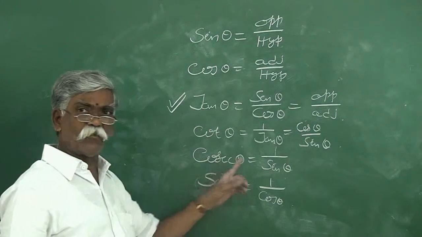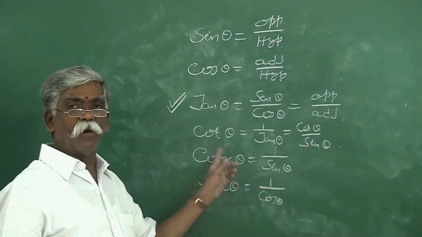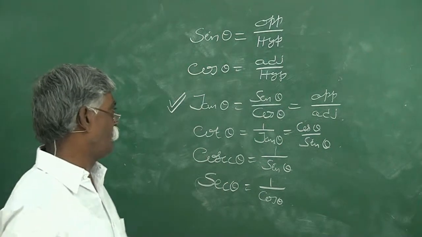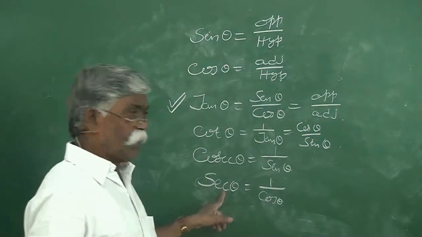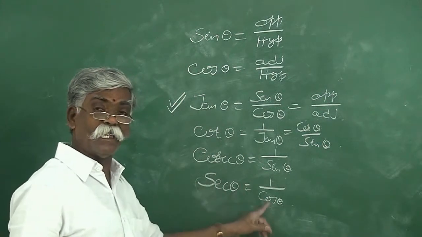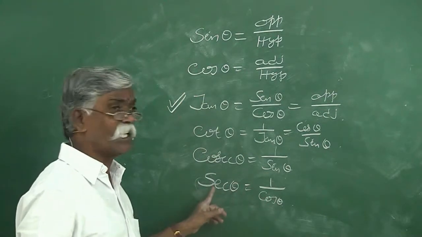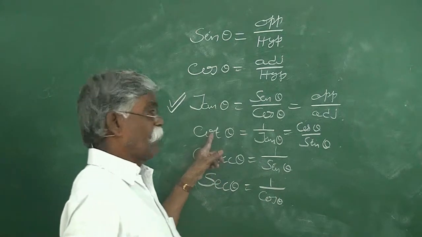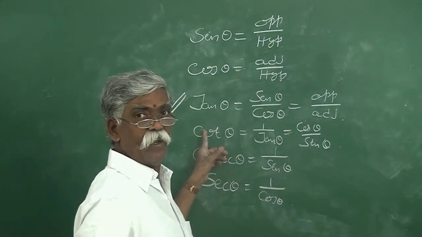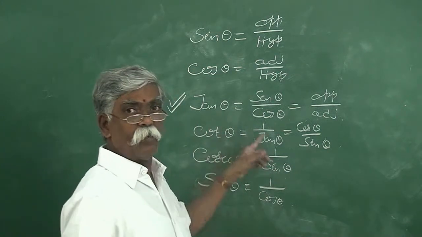So cosecant is 1 by sin, and 1 by cosecant is sin. Sin into cosecant is 1. Secant is 1 by cos. So 1 by cos is secant. 1 by secant is cos. Cos into secant is 1. Cot is 1 by tan. Tan into cot is 1. Tan theta equals 1 by cot.